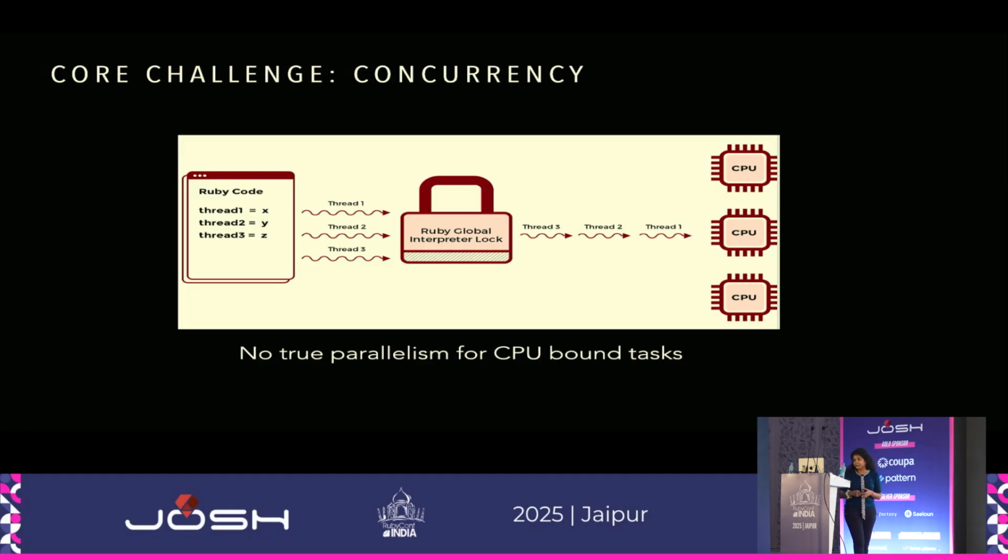Traditionally, Ruby has been criticized for concurrency limitations because of the GIL, which is the Global Interpreter Lock. So what does that mean? It means that if you create multiple threads, actually at the CPU level, only one thread gets executed. So you're not really achieving CPU parallelism.